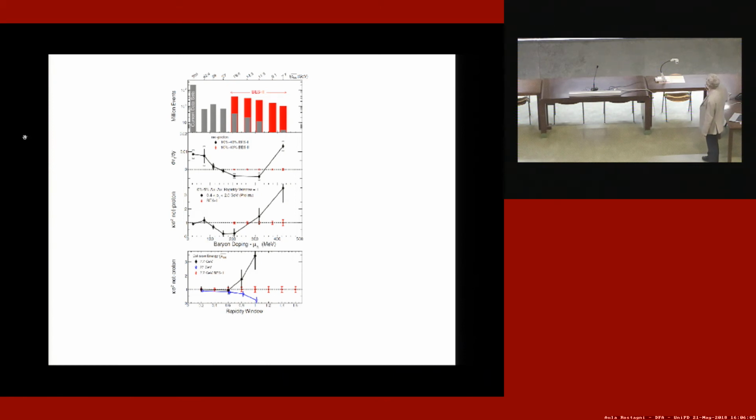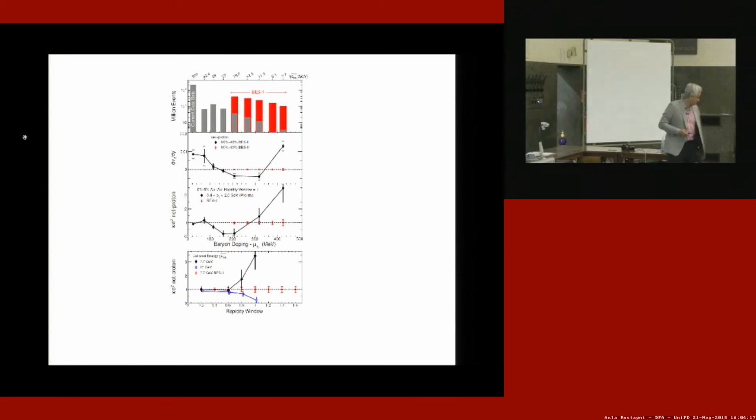But let me just say that the data here were taken with this many collisions, as shown in the gray bar, at each energy. So this is 20 GeV, this is 7.7 GeV, and this is a log scale. This is millions of events. This is 10 million events. This is 100 million events. And what you see is that there were less than 10 million events at this energy.